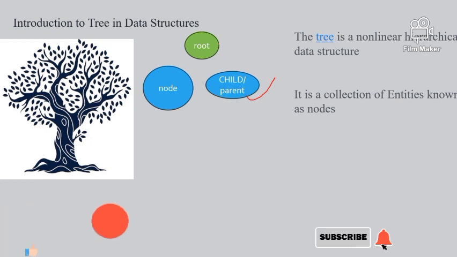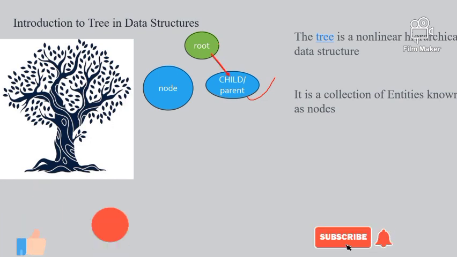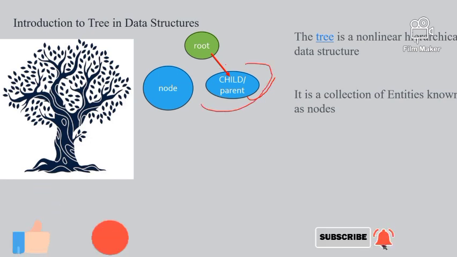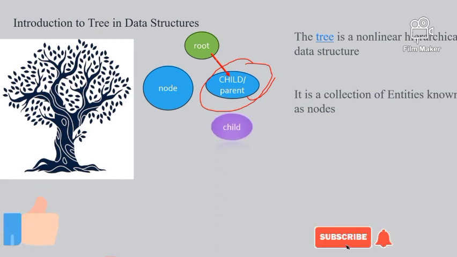Now I want to have a connection so that I can access the data. So here I am providing a connection from the root to my branch node. I am using some sort of arrow indicator, and this arrow indicator is called an edge.